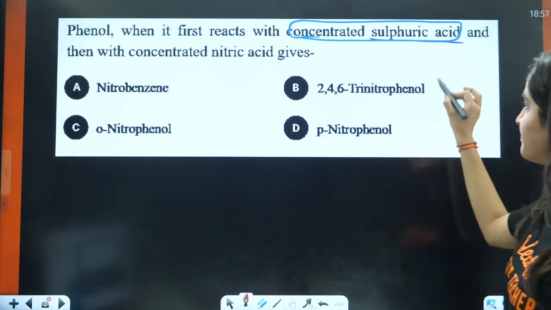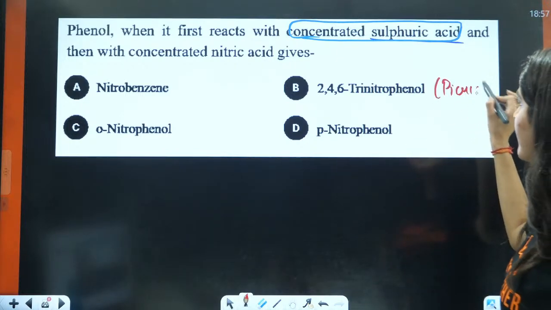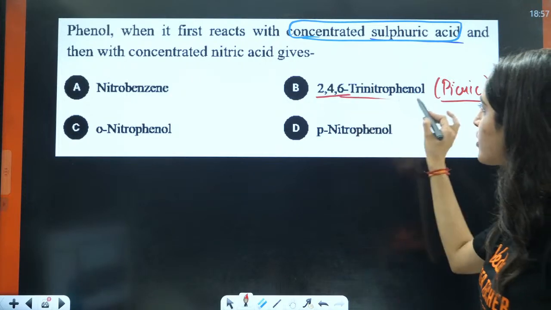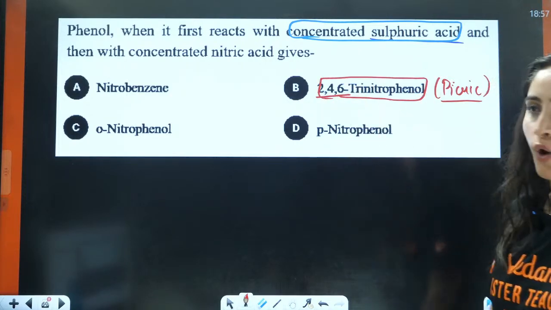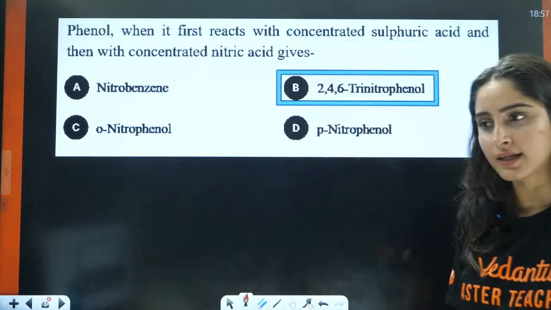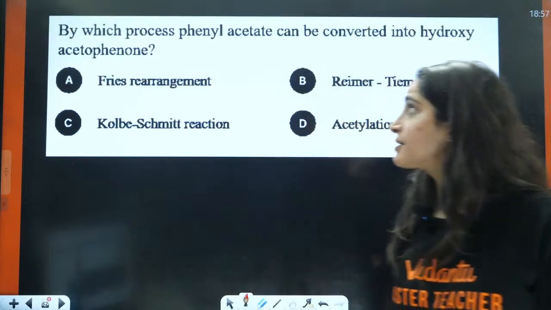Picric acid, right? Picric acid, and the IUPAC name of picric acid is 2,4,6-trinitrophenol. Right, so B is the correct answer here. B is the correct answer here.